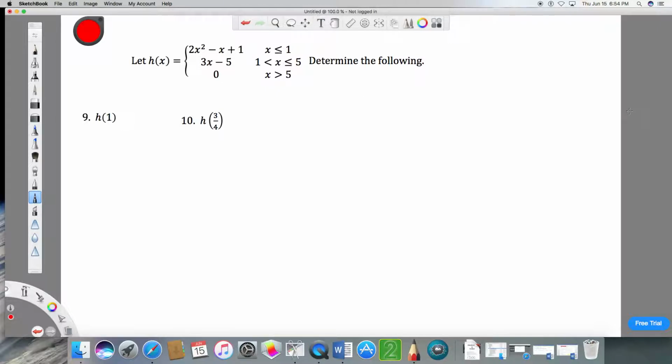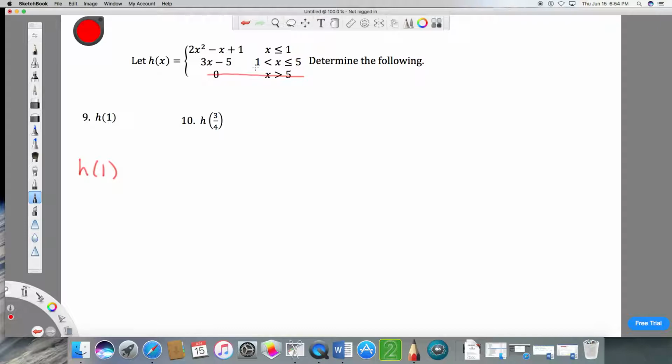So let's jump in and take a look here at problem number 9. It's asking us to evaluate this function when x is 1. Well, if I come up here to these equations, I would use this bottom piece whenever x is greater than 5. But x is equal to 1. Is 1 greater than 5? No. So I'm not going to use this equation.